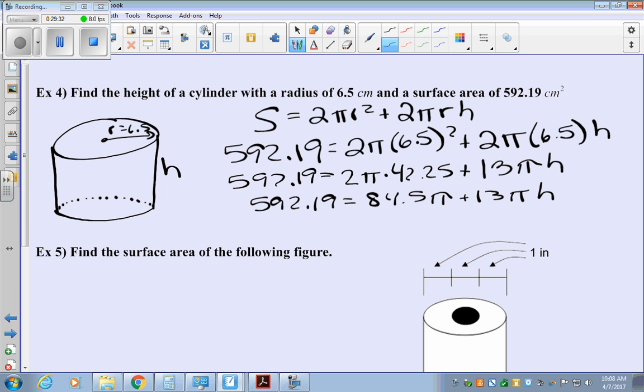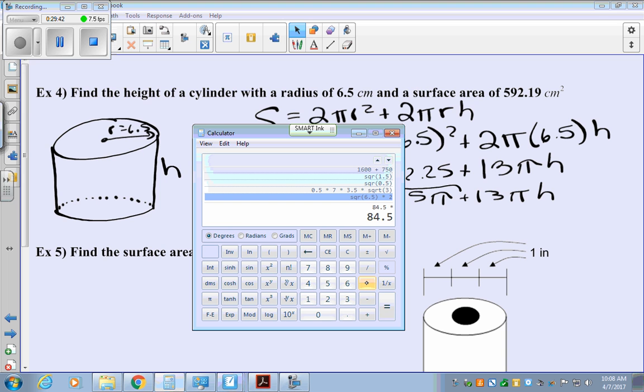I'm going to go ahead and find this number here, 84.5 times pi, so that I can subtract it from both sides. I'm going to use the pi button. Please use the pi button every time. Every calculator that I provide you with has a pi button, so we're going to use it, and we're not going to use 3.14 because the answer becomes too far apart.